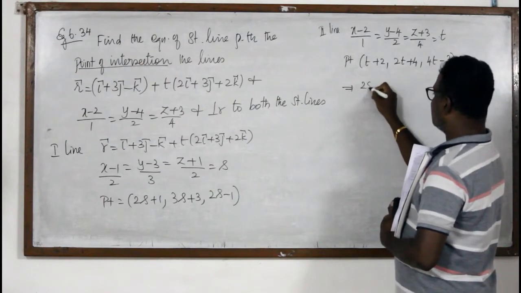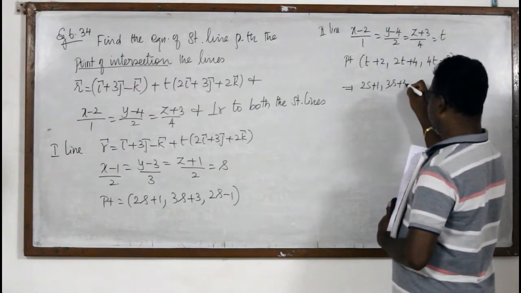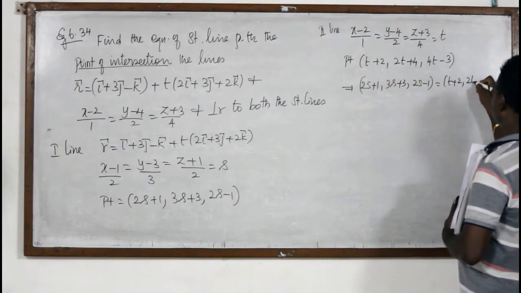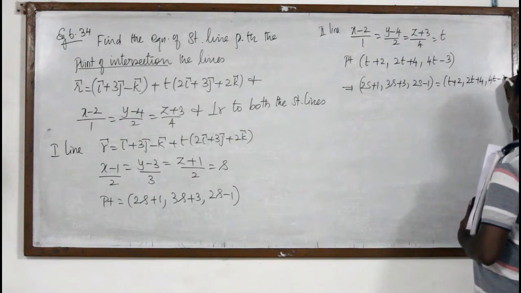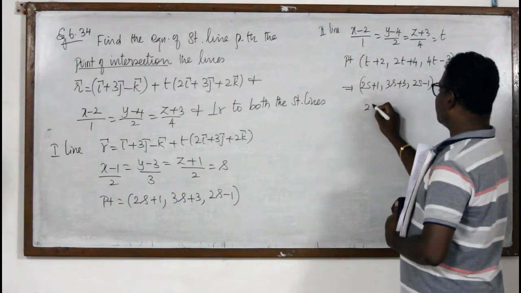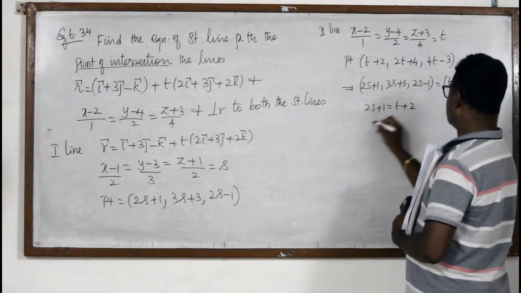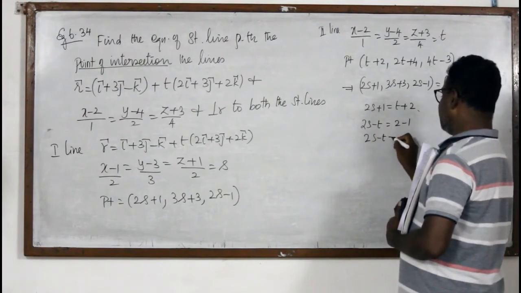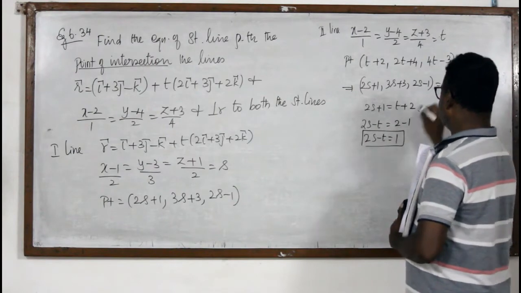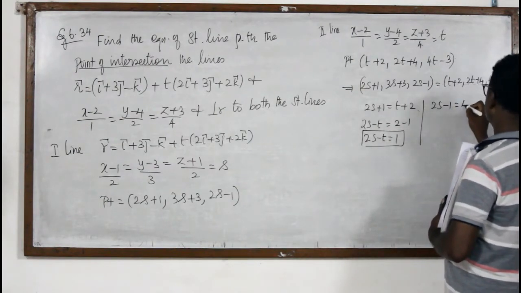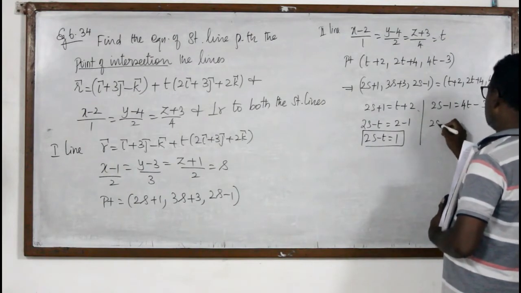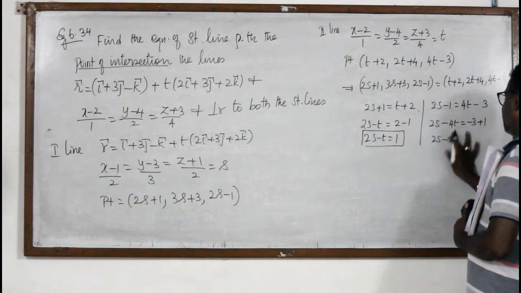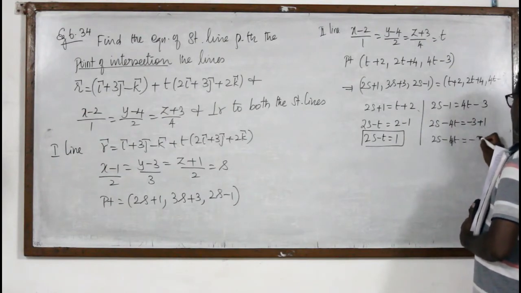Then this implies 2s plus 1, 3s plus 3, 2s minus 1 equal to t plus 2, 2t plus 4, 4t minus 3. Equating any 2 components, 2s plus 1 equal to t plus 2, so 2s minus t equal to 2 minus 1, 2s minus t equal to 1. This is one equation. Similarly, 2s minus 1 equal to 4t minus 3, so 2s minus 4t is minus 3 plus 1. I can take any 2 components. So 2s minus 4t equal to minus 2.